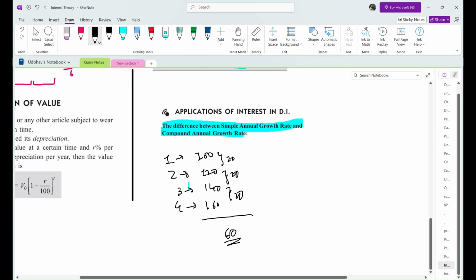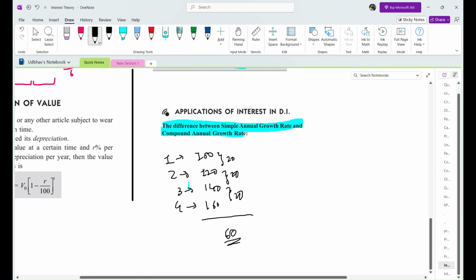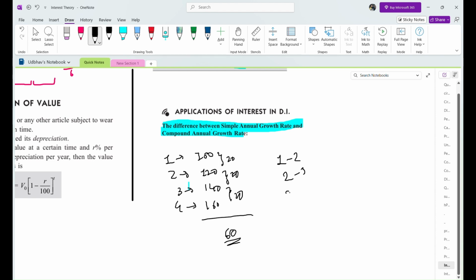So we are adding 60 coins in total, and that's a growth of 60% over the original 100, and we did it for 3 years, right? From 1 to 2, 2 to 3, and 3 to 4. So for 3 years the growth is 60%. So for 1 year the growth will be 60 by 3, 20%. So this is the simple annual growth rate, SAGR.